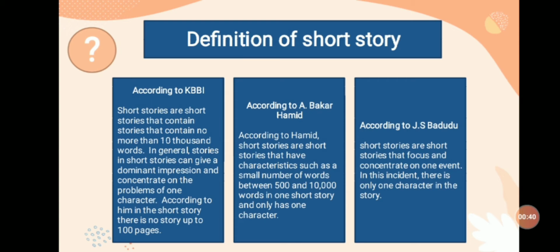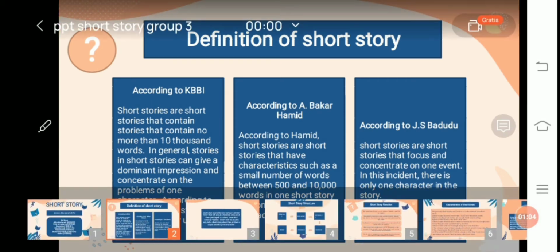According to Bakar Hamid, short stories are short stories that have characteristics such as a small number of words, between 500 and 10,000 words, and only one character. And according to G.S. Badudu, short stories are short stories that focus and concentrate on one event. In this incident, there is only one character in the story.